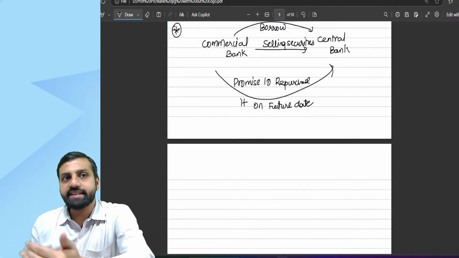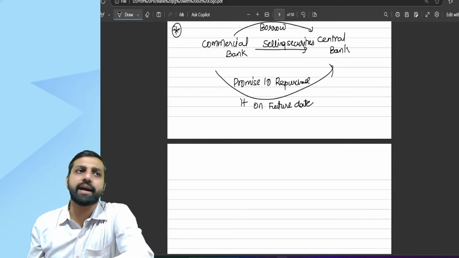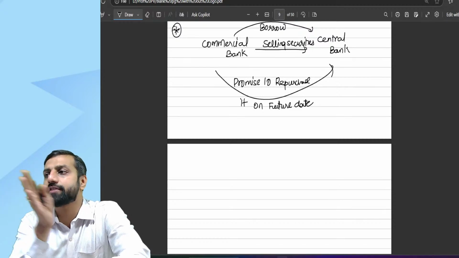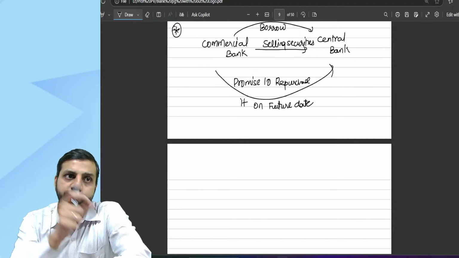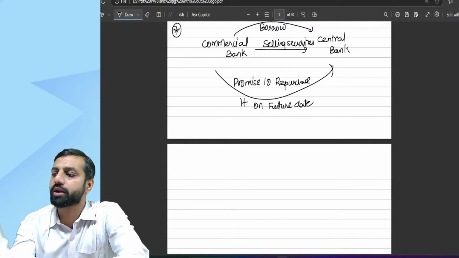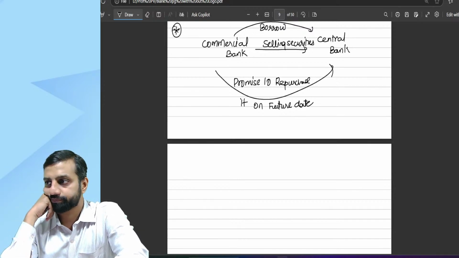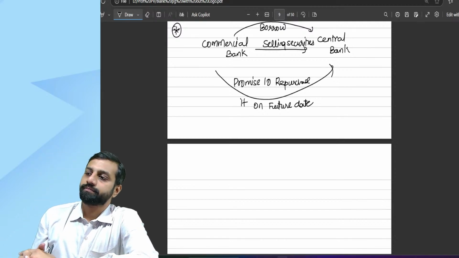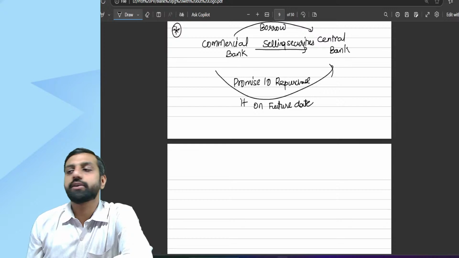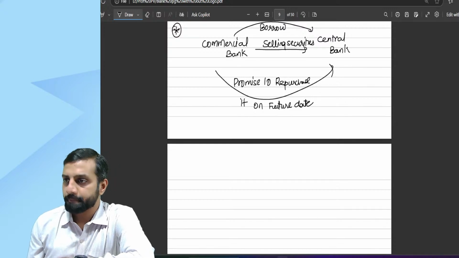So if there is excess money available with the commercial bank, it will give it to the central bank. For that, the central bank will pay them an interest. The rate of interest paid by the central bank to the commercial bank is called reverse repo rate. So Surya, this was your repo as well as reverse repo rate.